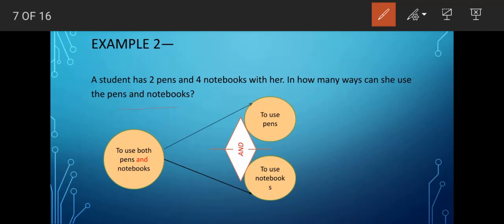Now, the main task is what? She has to use both pens and notebooks, and the sub activities are to use pens and to use notebooks. This entire task, if I make separations here, I shall be getting these two activities separately, to use pens and to use notebooks. Now both these two activities are joined by this word 'and'.